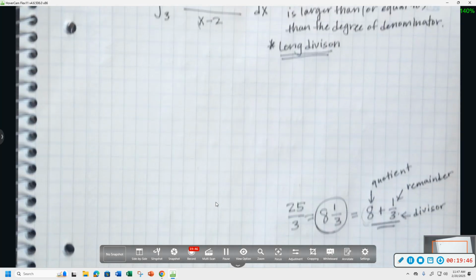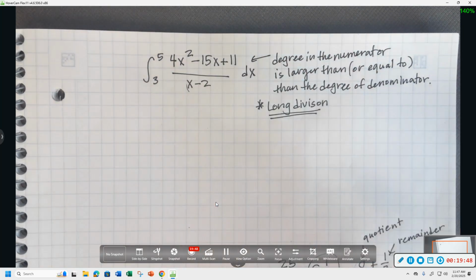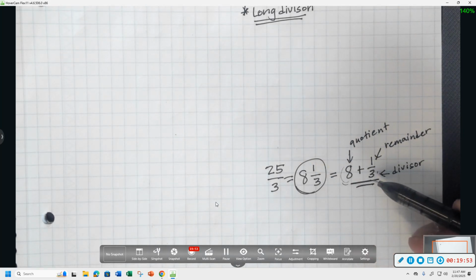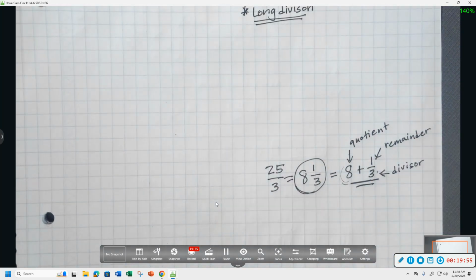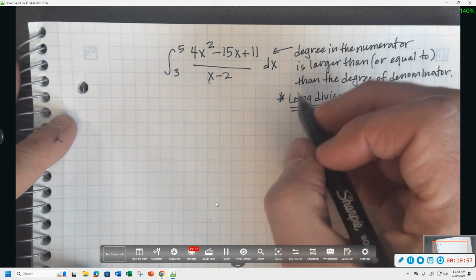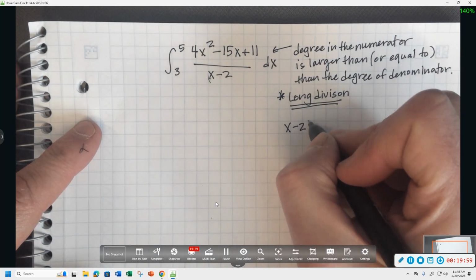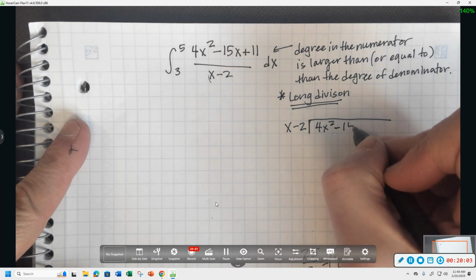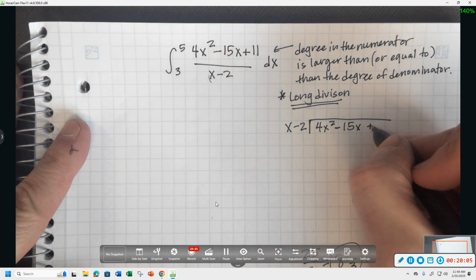Okay. We're going to do division up here, and we're going to write our answer in the same kind of form that we have here. Quotient plus remainder over divisor. All right, so I'm going to do x minus 2 divided into 4x squared minus 15x plus 11.